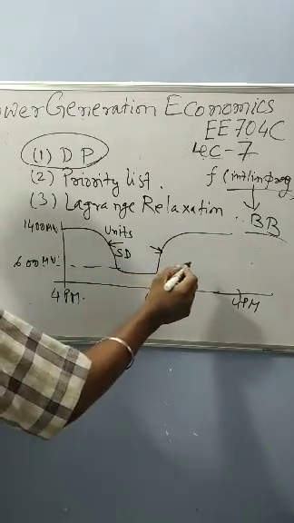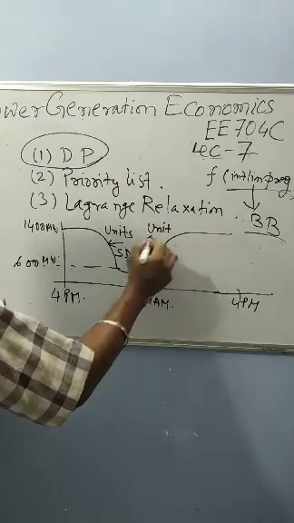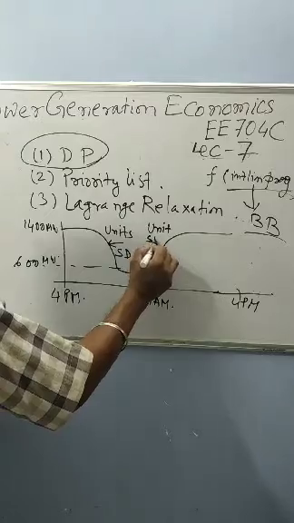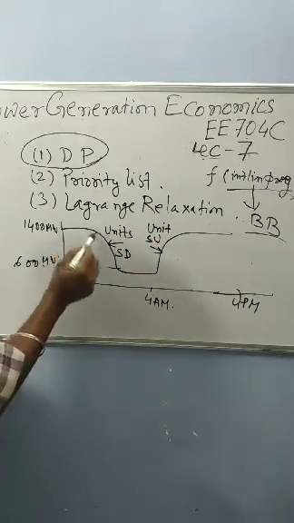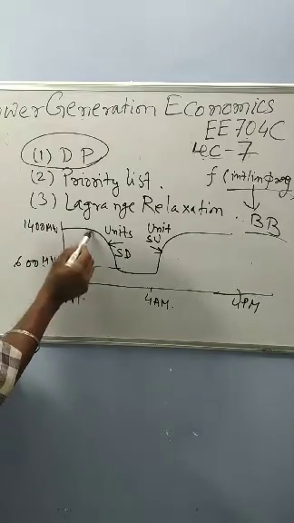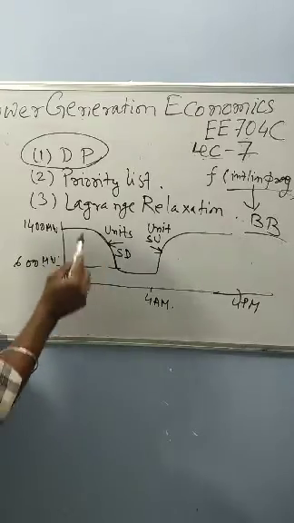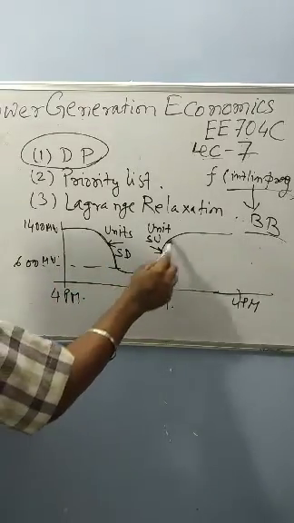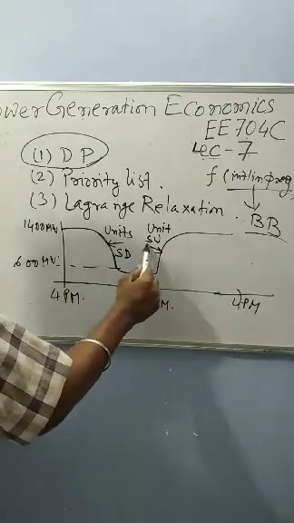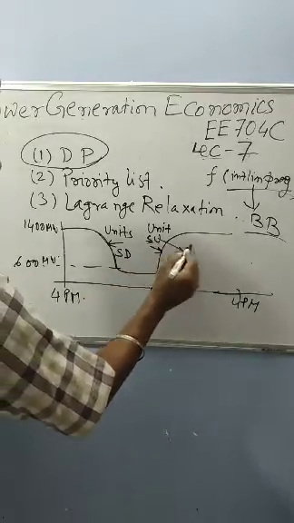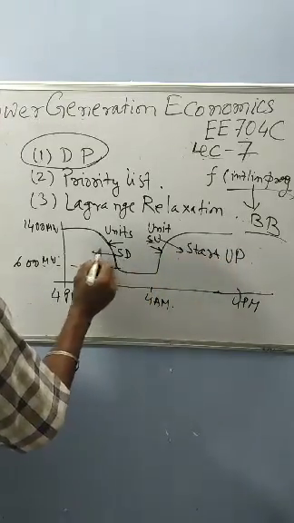And here, at start up, the units are to be started up. You can see that the load is decreasing, so units must be shut down. And here the load is increasing, so units must be started up. This is start up, and this one is shut down.